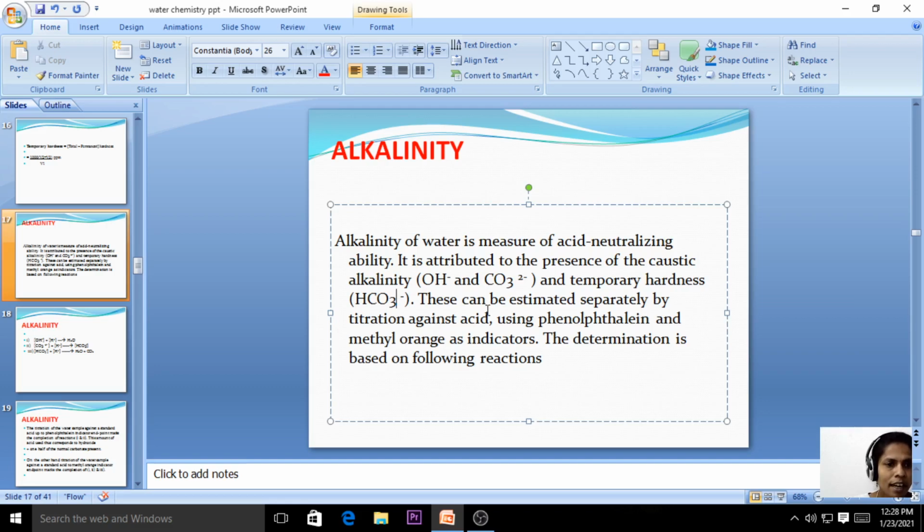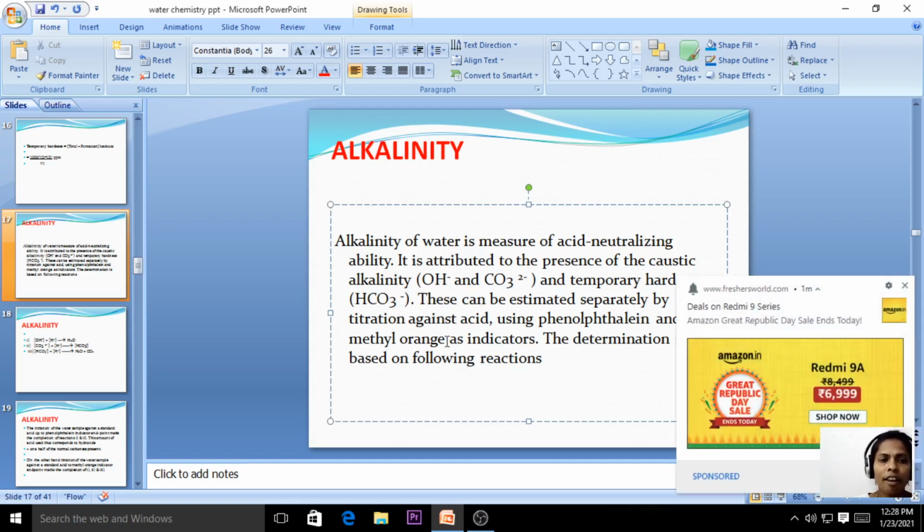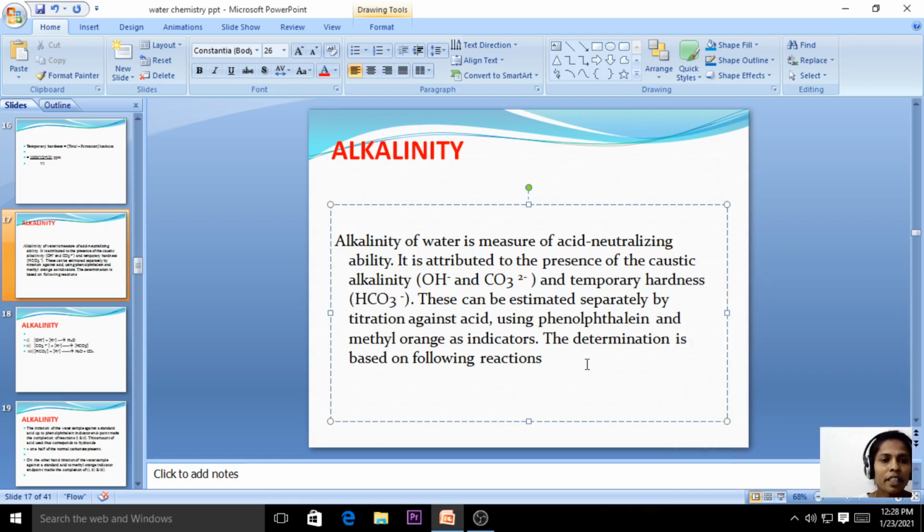So to find caustic alkalinity and temporary alkalinity separately, we are titrating the solution, that means the water sample, with acid, by using two indicators. One is the phenolphthalein indicator and the other is the methyl orange indicator. So what is the use of methyl orange indicator? Methyl orange is used to find all three ions in the water sample, but phenolphthalein is used to find OH minus and the carbonate.